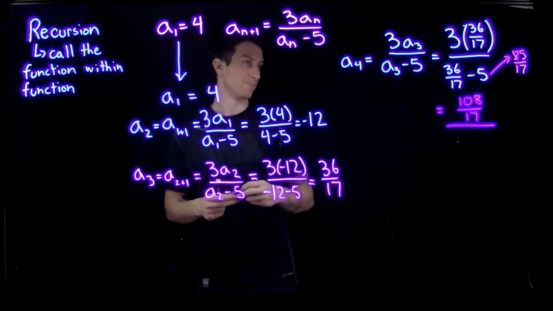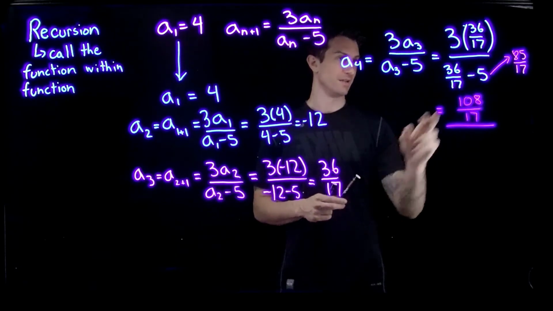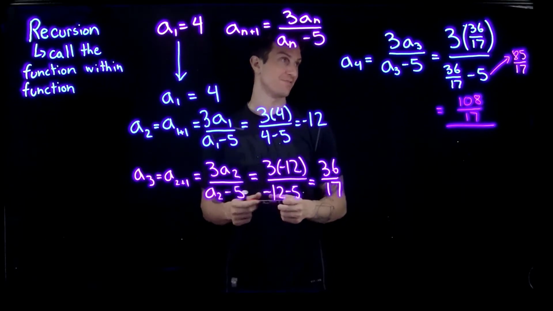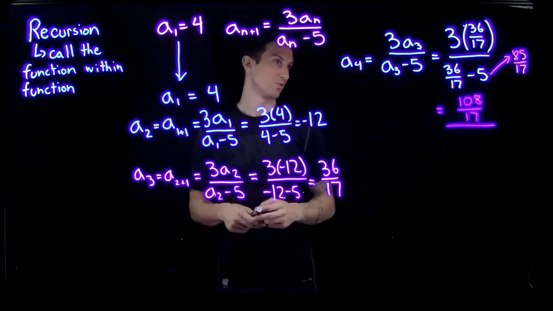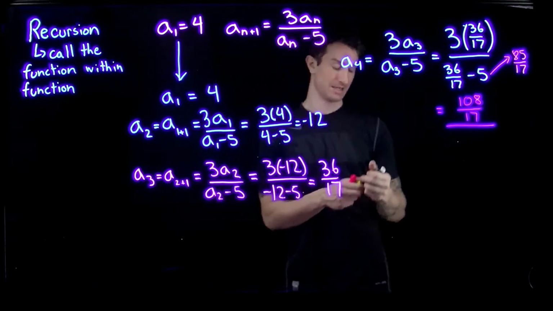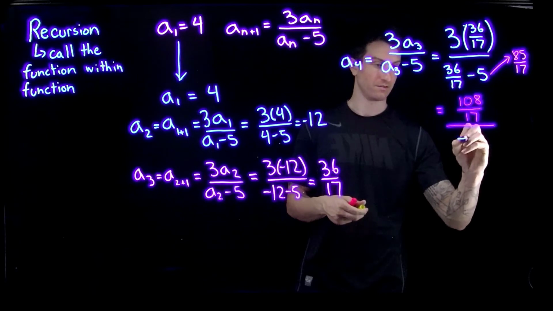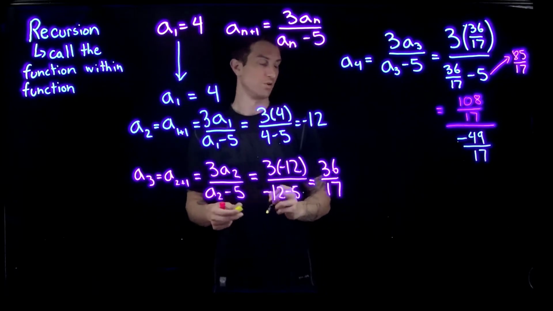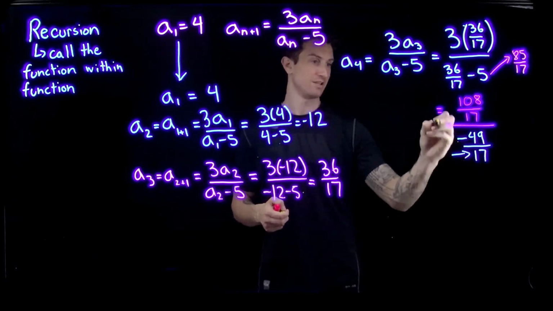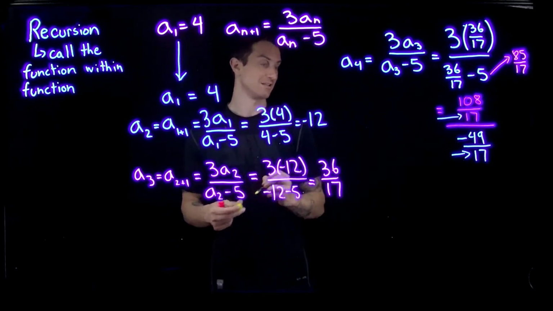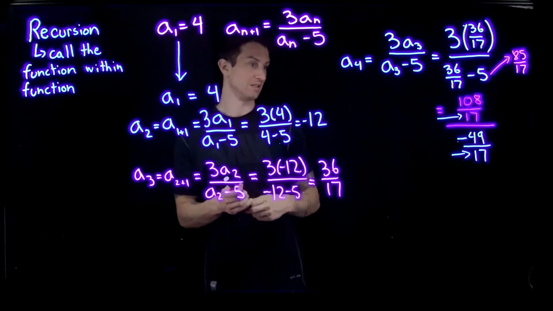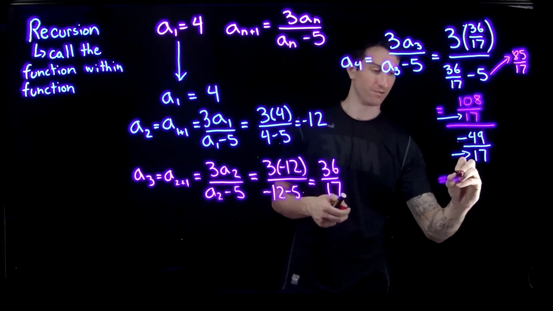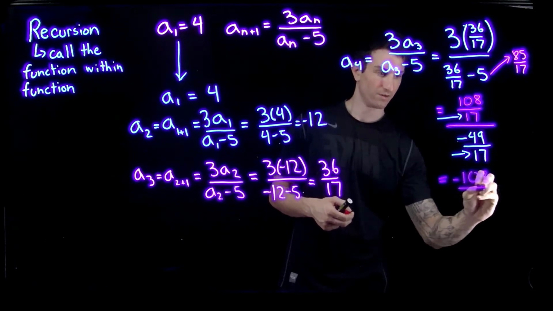Take a second, pause the video if you don't believe me. And now we need to do 36 minus 85. Well, 35 minus 85 would be negative 50, but we need to subtract 1 more, so we're at negative 49 over 17. Okay, well the good news is this 17 are going to cancel each other out, and we'll be left with 108, we'll say negative 108 over 49.